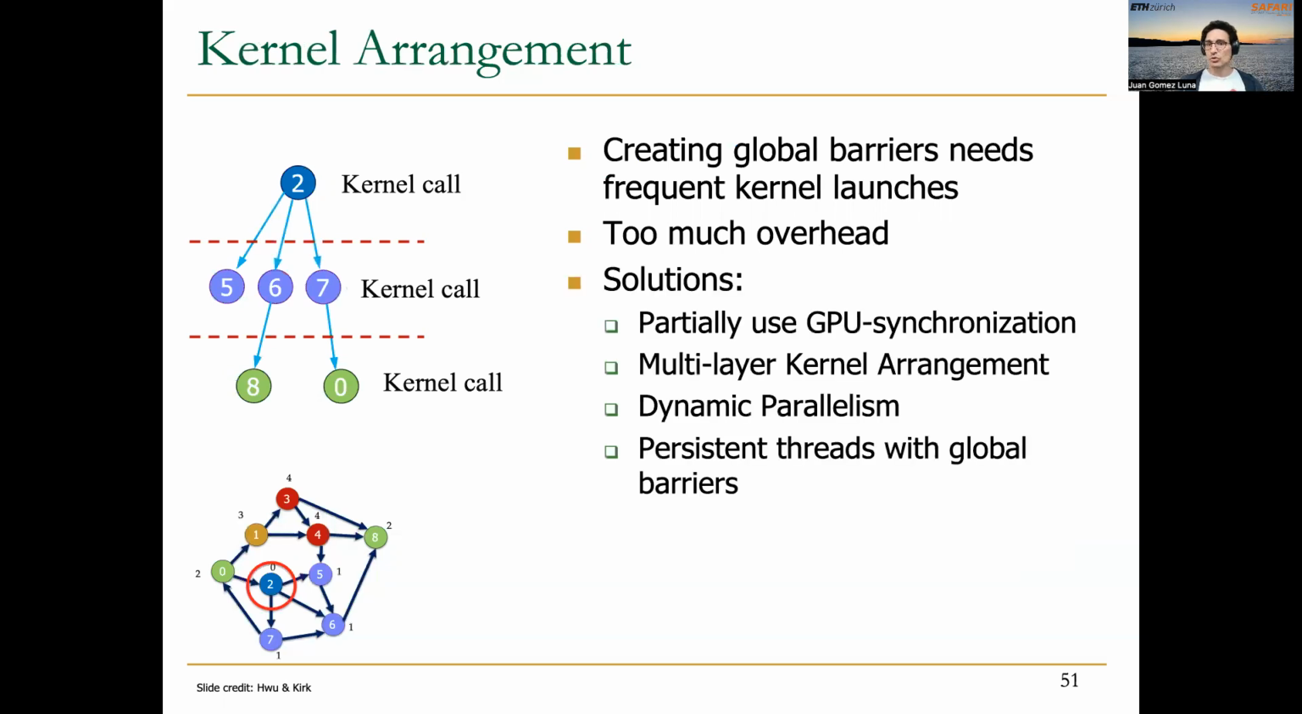So there are some solutions that have been proposed, like for example, using a hierarchical, a multi-layer kernel arrangement where we have different types of kernels depending on the specific characteristics of the frontier, as we are going to see, basically depending on the size of the frontier. But there are other solutions such as dynamic parallelism that we are not going to talk about today, but we will cover in a later lecture, and persistent threads with global barriers that we are going to briefly mention at the end of this lecture.